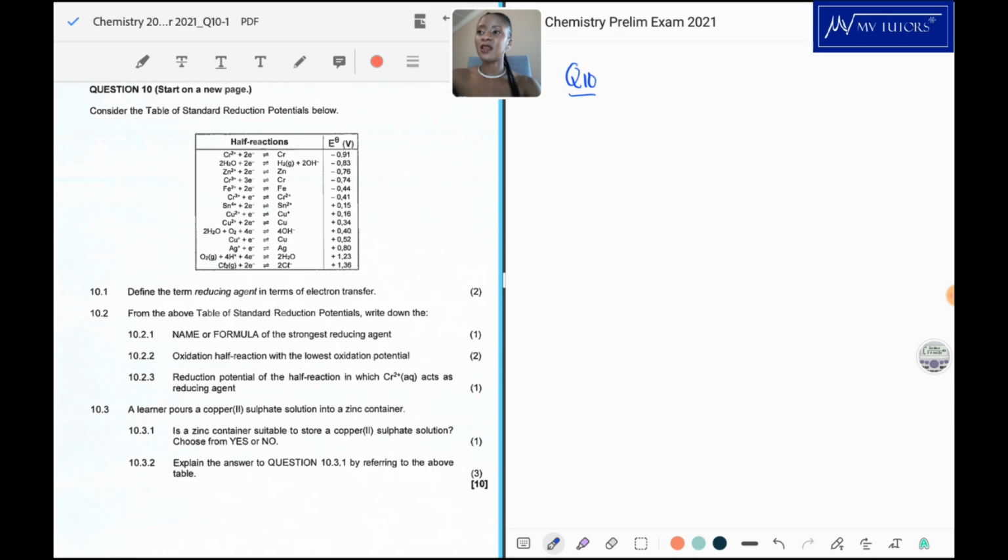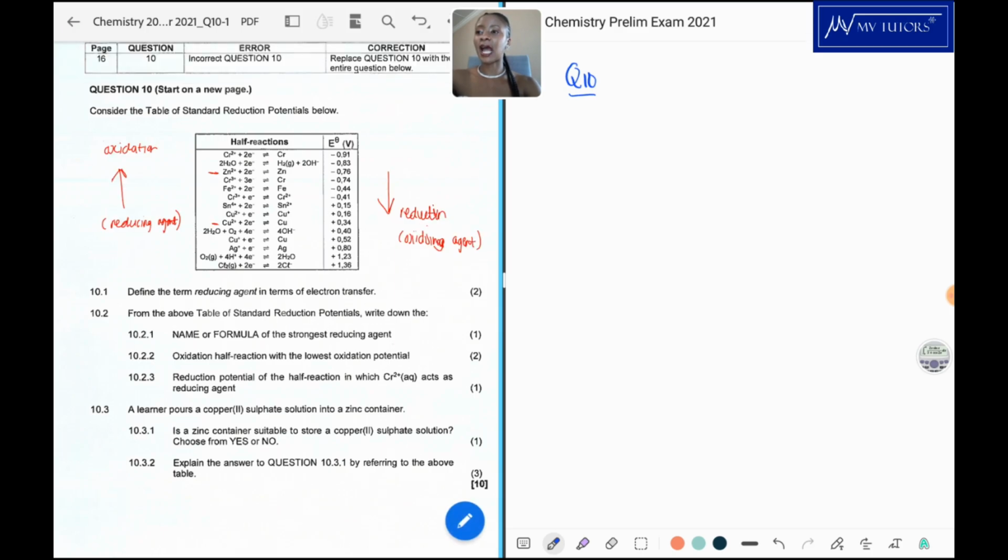Bearing that in mind, looking at our table of standard reduction, you can even see on the tables provided for you at the back of your exam paper, table 4A, is this part of table 4A or 4B?